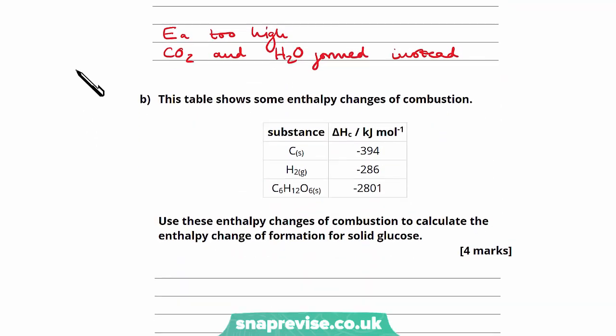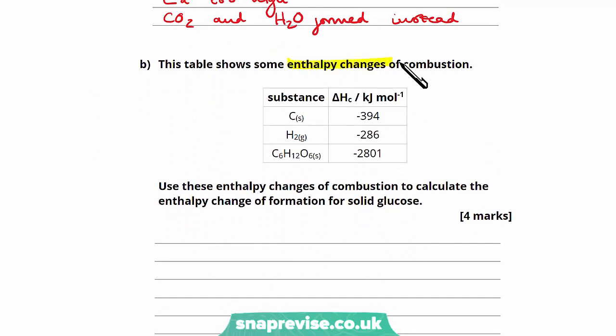Moving on to part B. This table shows some enthalpy changes of combustion, and we're given them here. Use these enthalpy changes of combustion to calculate the enthalpy change of formation for solid glucose. So, where do we start?